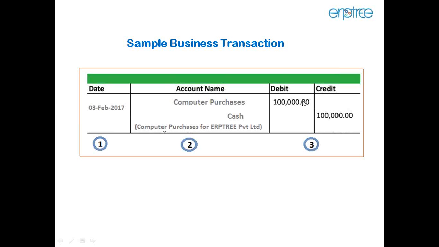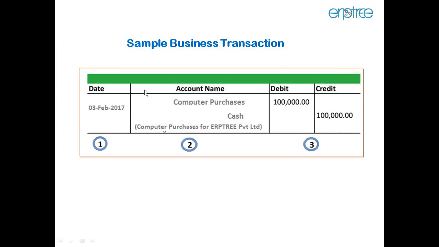The amount is 1 lakh, and for that we paid. Here I just gave some description for the account for more detailed information: computer purchases for ARP3 Private Limited. And here you don't need to focus on debit and credit as of now to understand this example. The simple point here is we are just mentioning the date and providing some description related to the transaction. Description means which account, what we did, and which company it belongs to, and the other information we give is the amount. You need not get into debits and credits as of now. We have time to look into that.